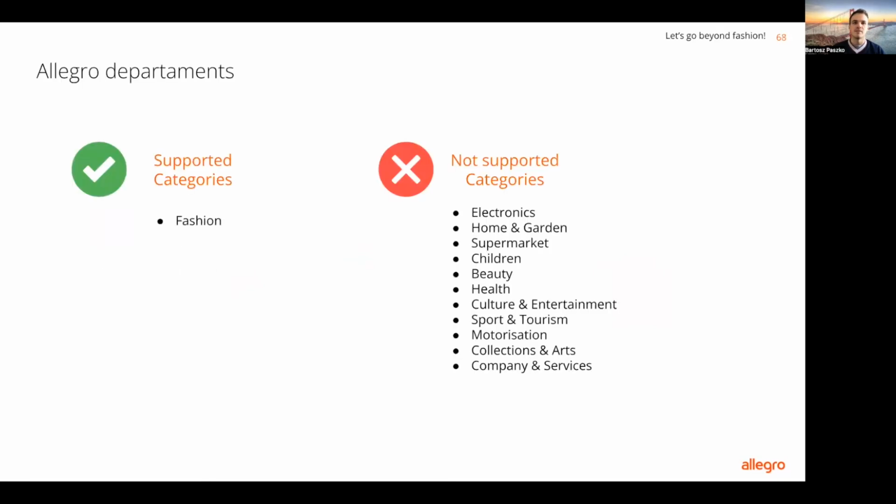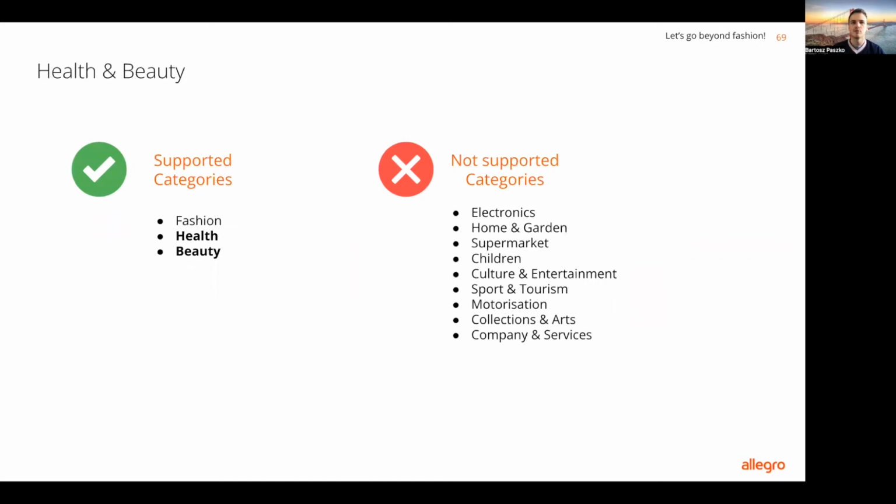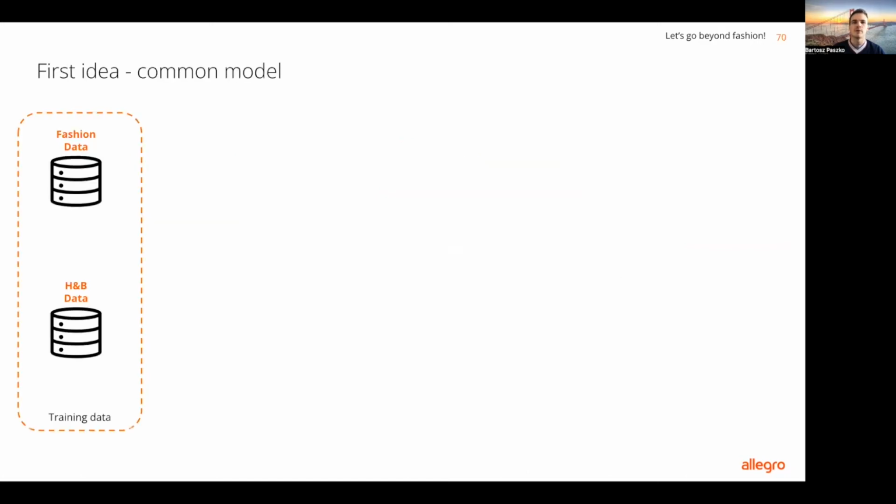Okay, so let's go beyond fashion. As brought up before, there are 12 departments in total, and the first iteration supported only fashion. To increase the supported offer range, we started experimenting on two additional departments, health and beauty. We started by creating additional datasets for health and beauty in the way Bartek described in the first part.